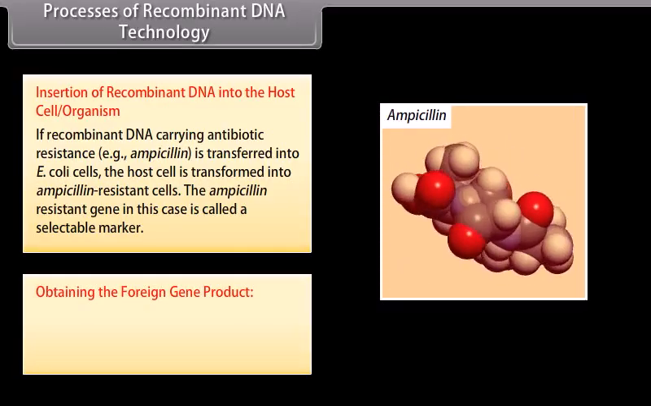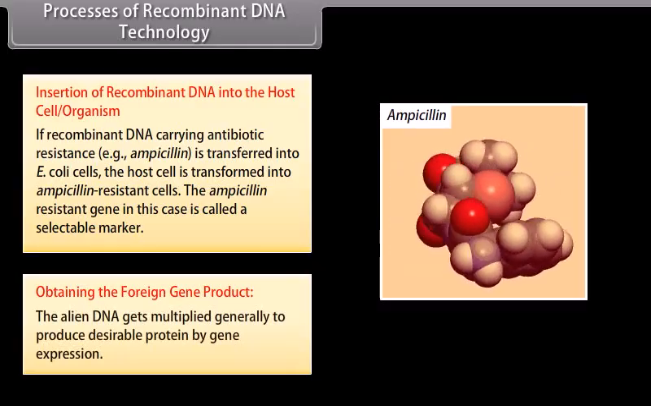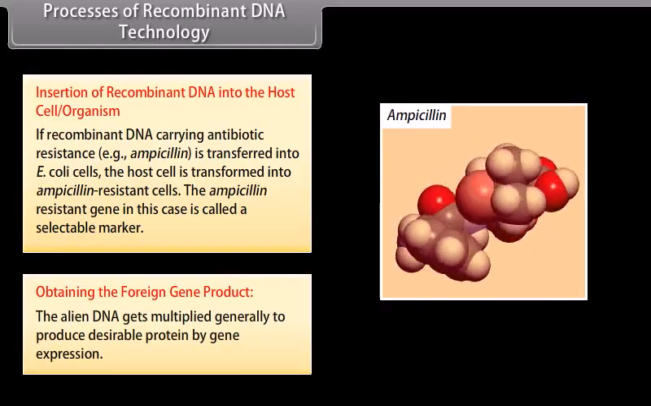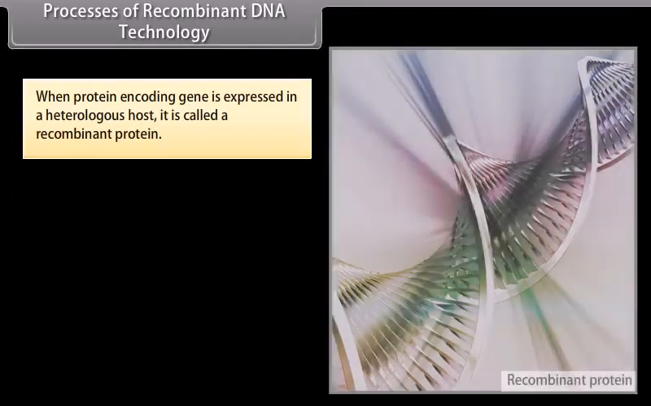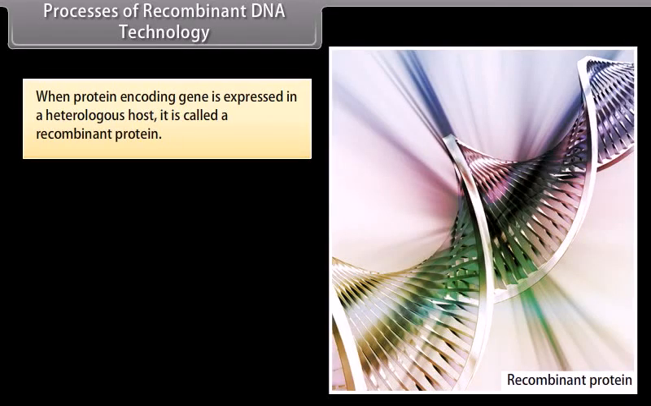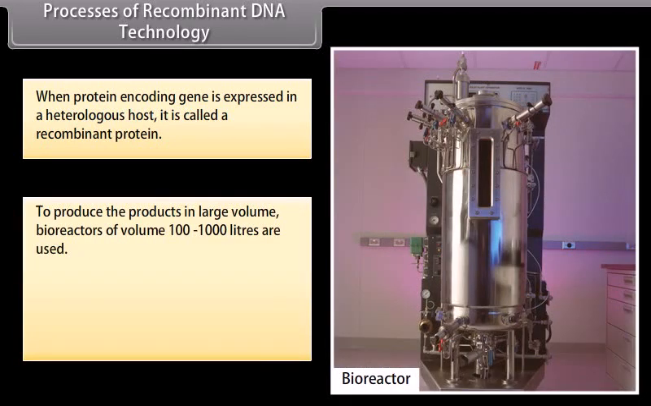Obtaining the foreign gene product. The alien DNA gets multiplied generally to produce desirable protein by gene expression. When protein encoding gene is expressed in the heterologous host, it is called a recombinant protein. To produce products in large volume, bioreactors of volume 100 to 1000 liters are used.